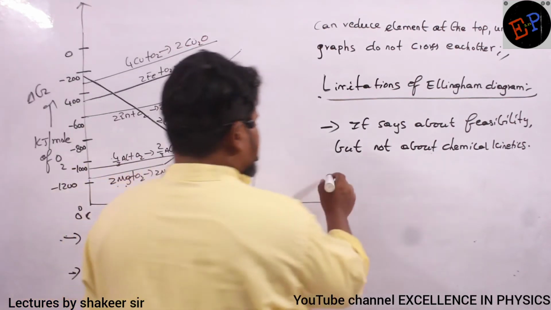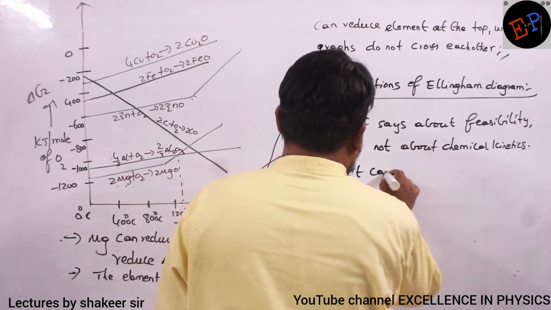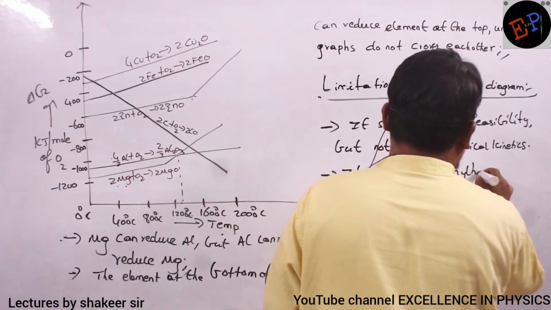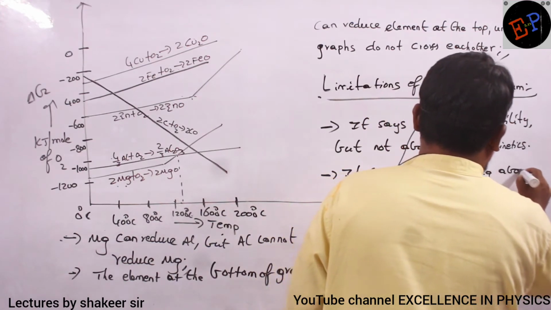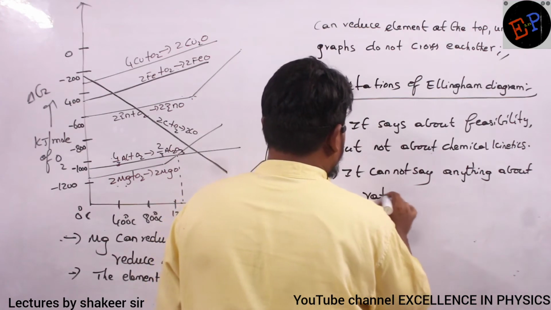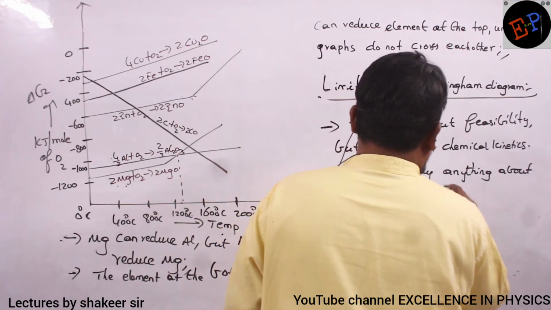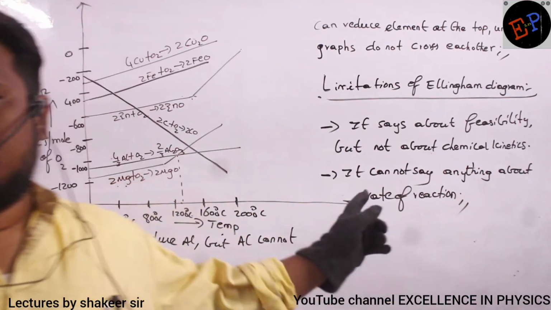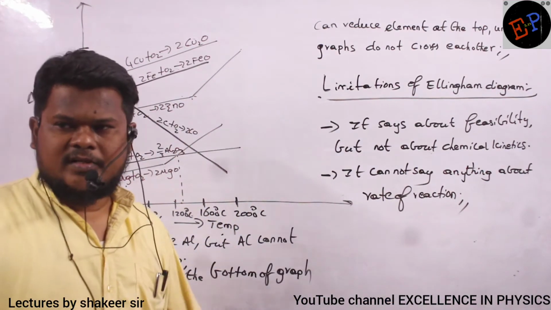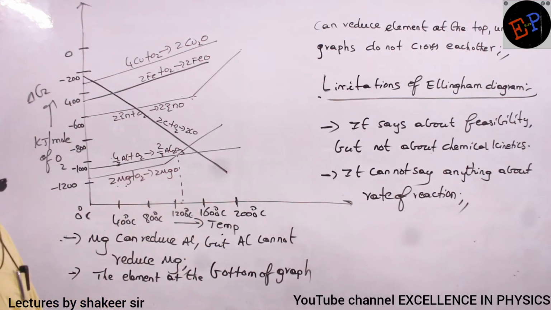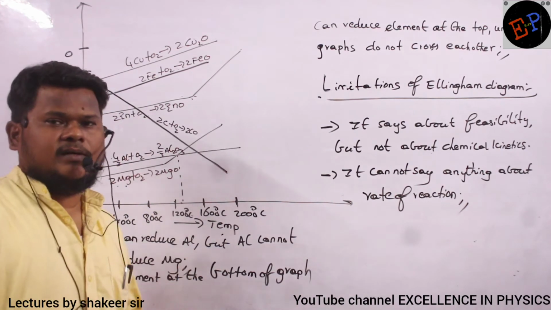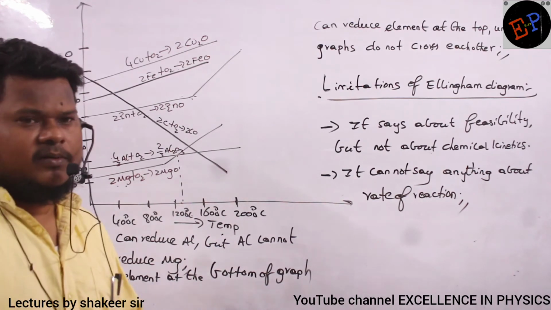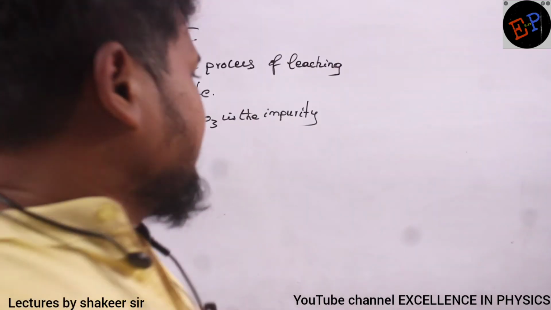Clear now? Similarly, it cannot say anything about the rate of reaction. How fast the reaction can happen, that information also we cannot get with the help of the Ellingham diagram. Are you able to understand? So these are some of the applications and some of the limitations of the Ellingham diagram. And from this discussion only you should get the bits. That's it.